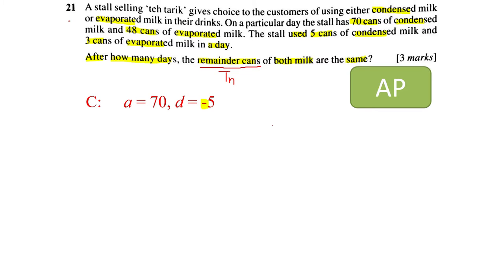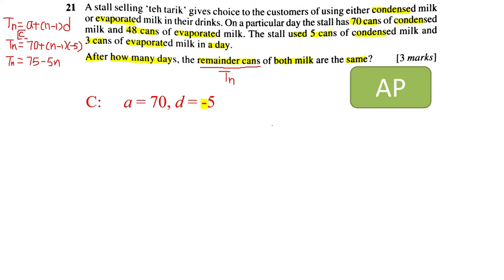Okay, I will show you first how to solve this question by using the formula. Tn equals A plus n minus 1 d. We look at the condensed milk: 70 plus n minus 1 and negative 5. N multiplied with negative 5 becomes minus 5n. Negative 5 times negative 1 is positive 5. So positive 5 plus 70, 75. 75 minus 5n. So this is the Tn for condensed milk.